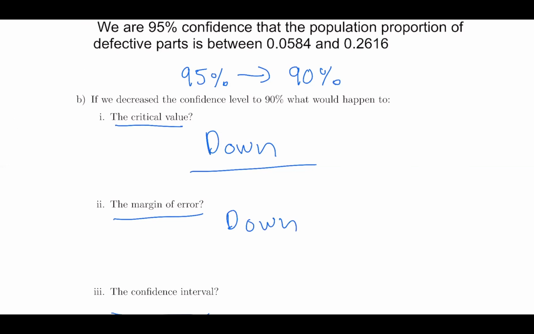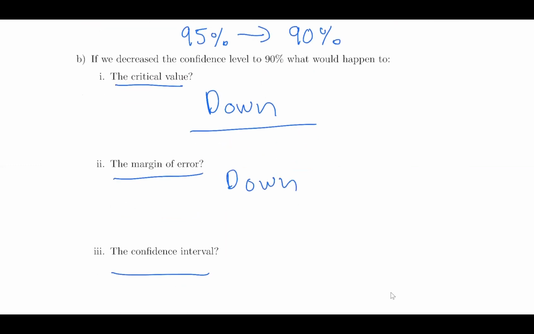Well, for this last one, it should be going down. All right, so confidence interval should also be going down. And we're done. So you just gotta know if we decrease the confidence level, the critical value, the margin of error, and confidence interval all should go down.